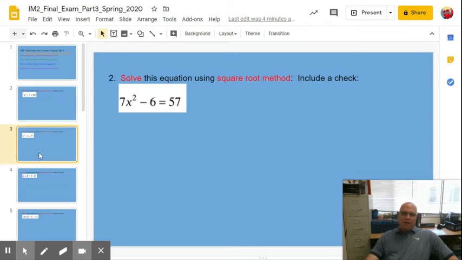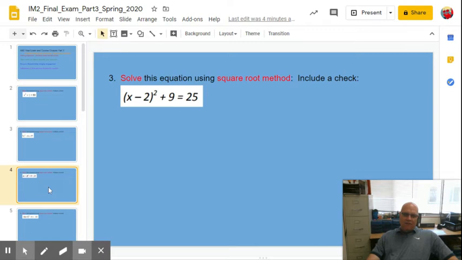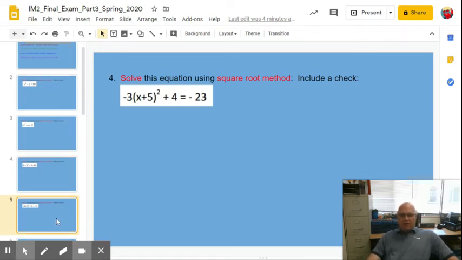All right. Same thing for number two. Solve that square root method, kind of a next level. Then I give you a kind of vertex form here. Can you solve this using square root method? And then I gave you a little bit more complicated one. Can you handle this? Can you solve it using the square root method?